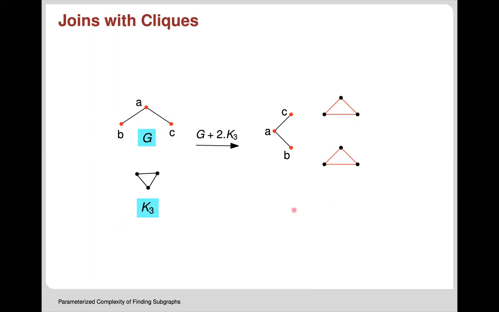And now we have another hardness proof which uses joins with cliques. Just recall that when we take the join of two graphs, we first take the disjoint union and then we add the edges between the vertices of the two graphs. So first I took two copies of K3, put it here with G, and then we add edges between every vertex of G and every vertex of every K. So this is basically joins with cliques.